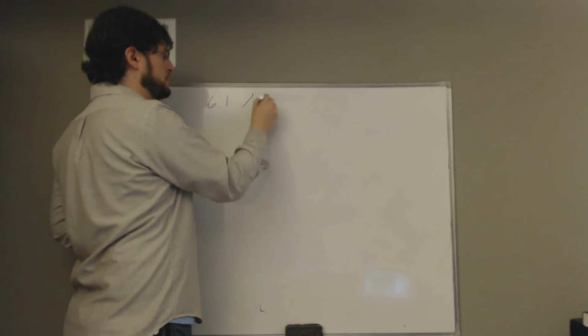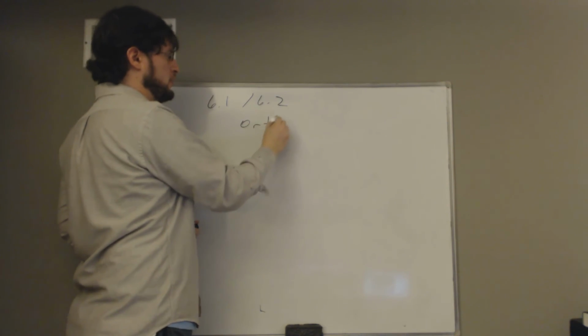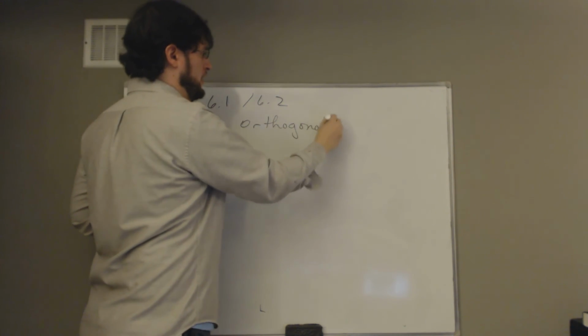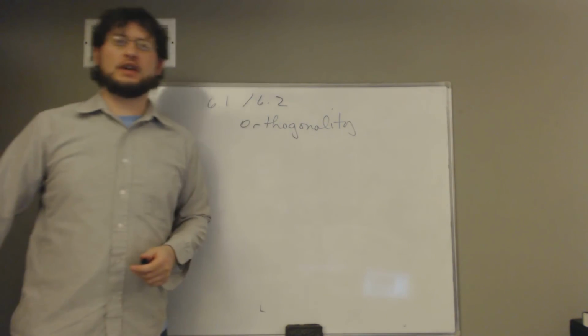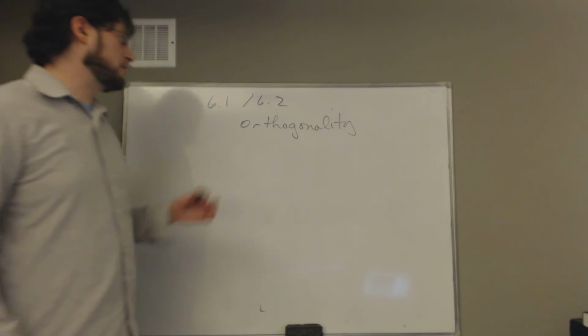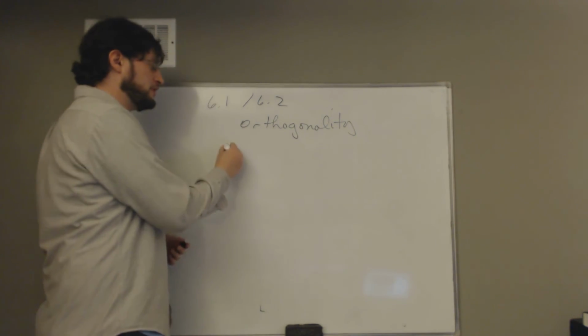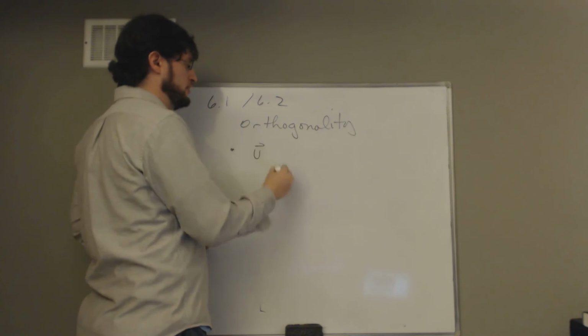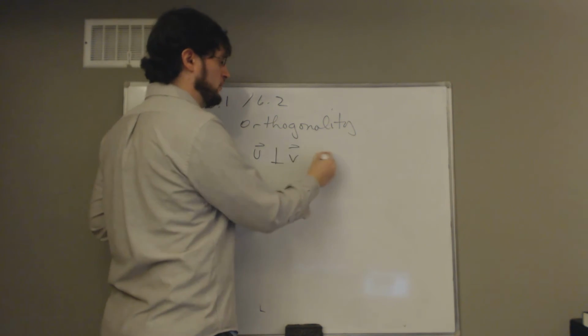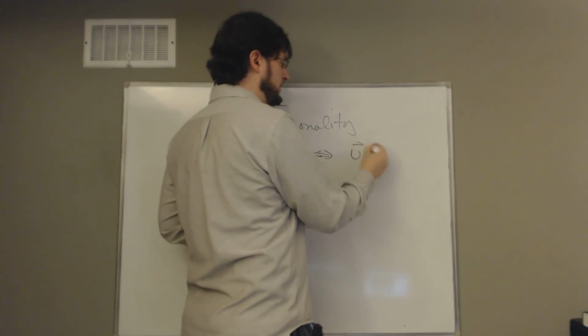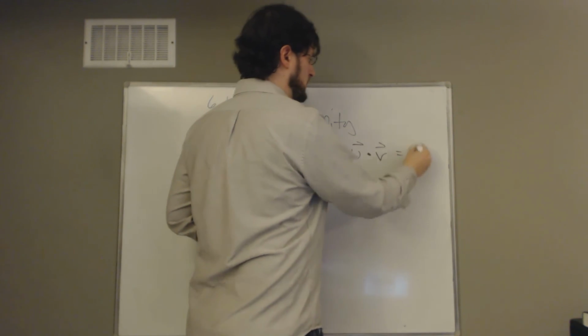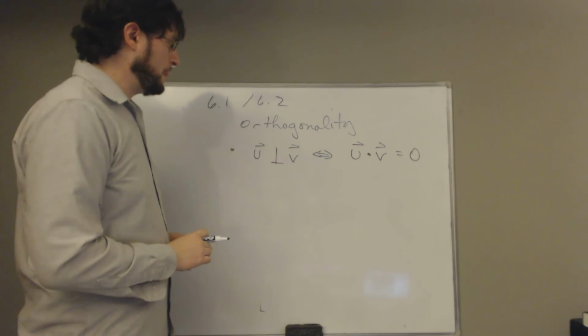Alright, so today we're going to look at sections 6.1 and 6.2, which are all about orthogonality. We need to remember a few things from back near the beginning of the course. Remember first that two vectors, u and v, are orthogonal if and only if their dot product is 0. And that's the first thing.